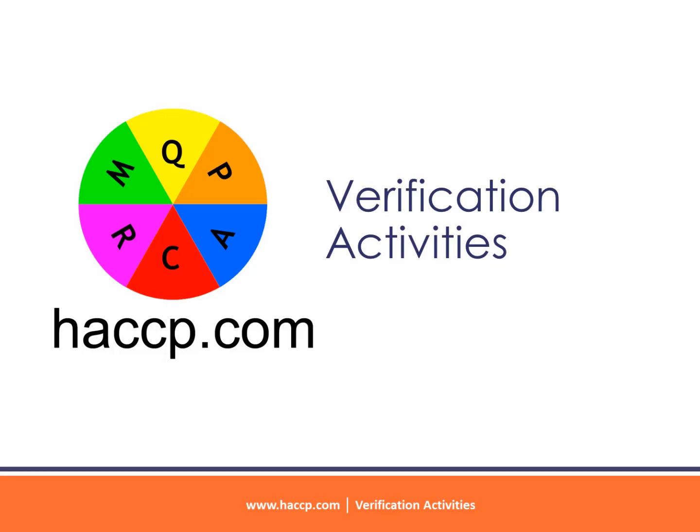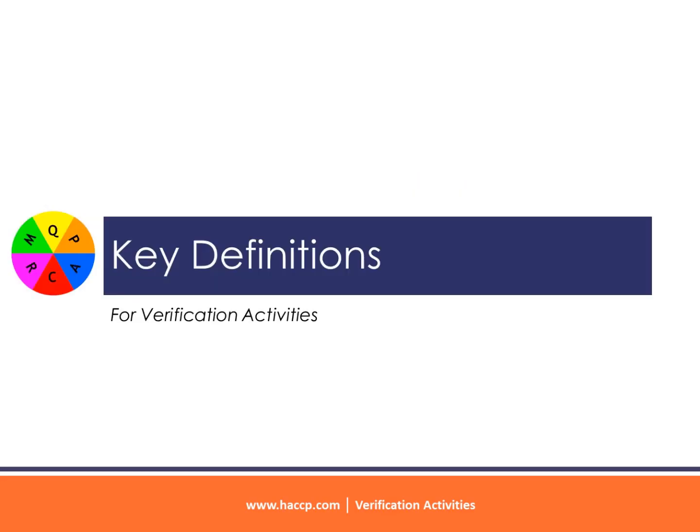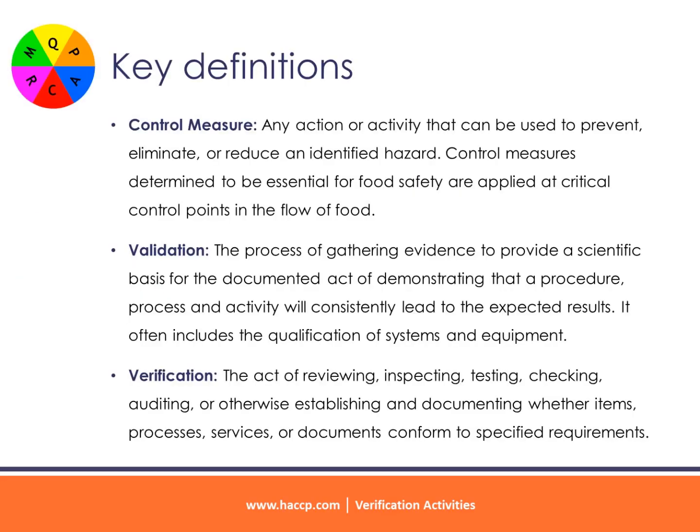Verification activities. Key definitions for verification activities: control measure, any action or activity that can be used to prevent, eliminate, or reduce an identified hazard. Control measures determined to be essential for food safety are applied at critical control points in the flow of food.